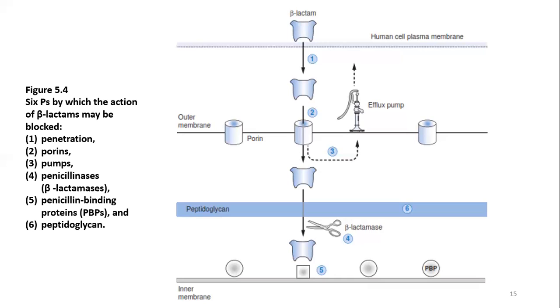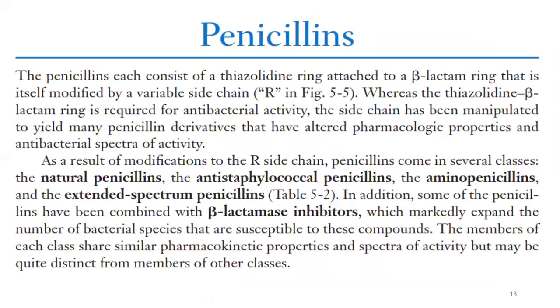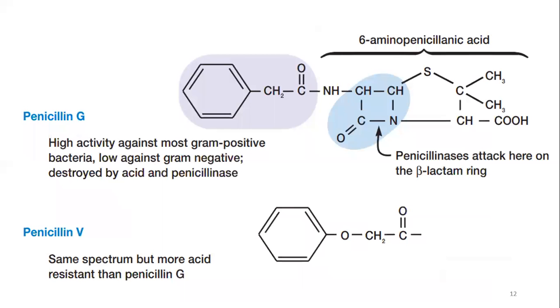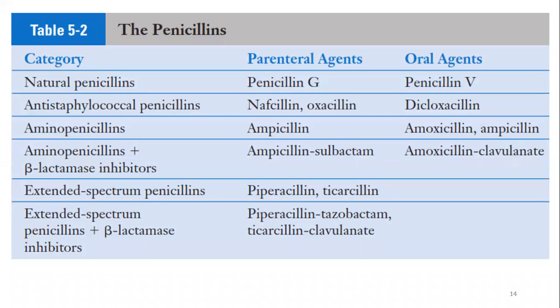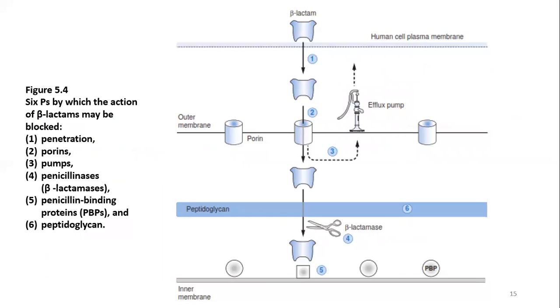The fourth one is the penicillinases, also known as the beta lactamases. What basically is this enzyme? It destroys or cleaves the beta lactam ring. This is the beta lactam ring. And just look here, penicillinase attacks here on the beta lactam ring. The main functional component of the penicillin is the beta lactam ring. When it is destroyed, the penicillin cannot work. So what does the bacteria do? They synthesize these penicillinases, and they destroy the penicillin beta lactam ring, and it cannot function.